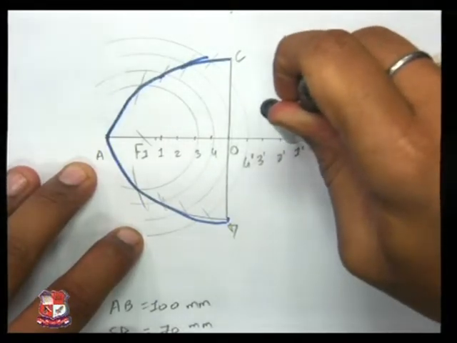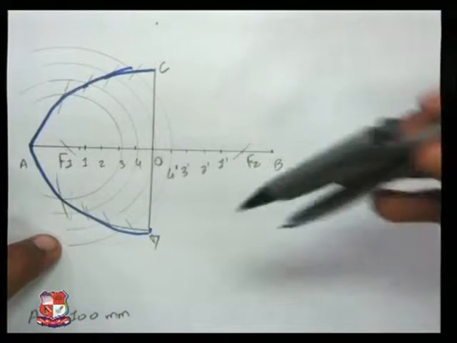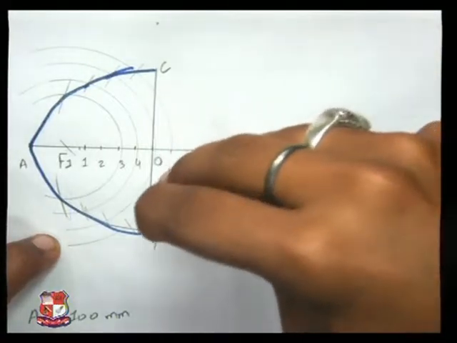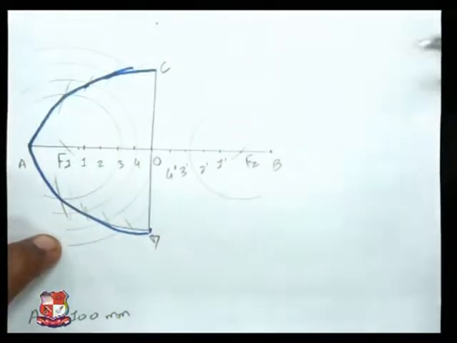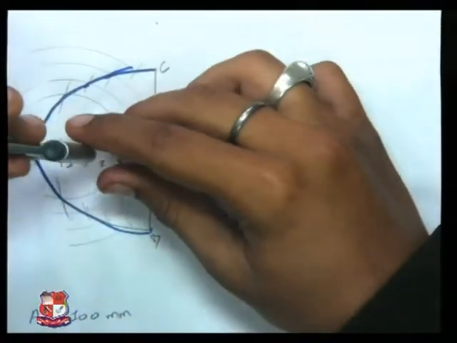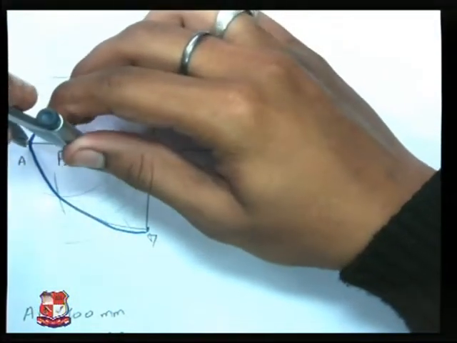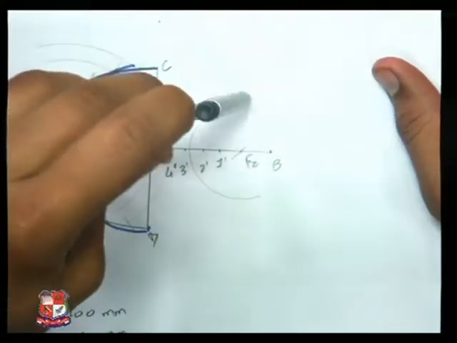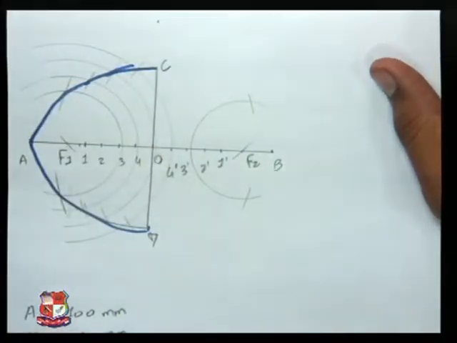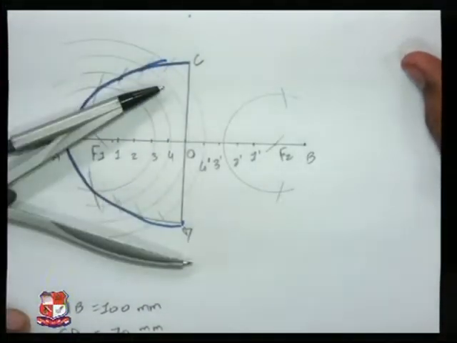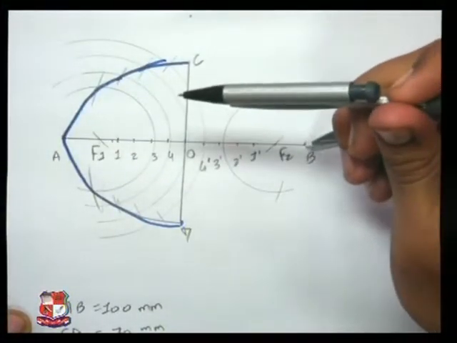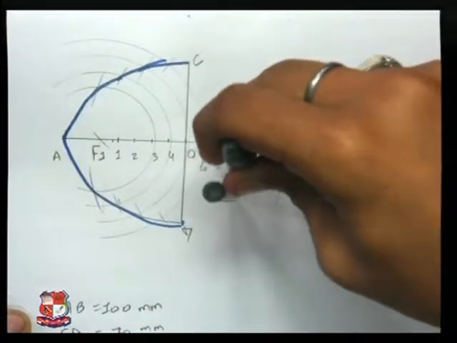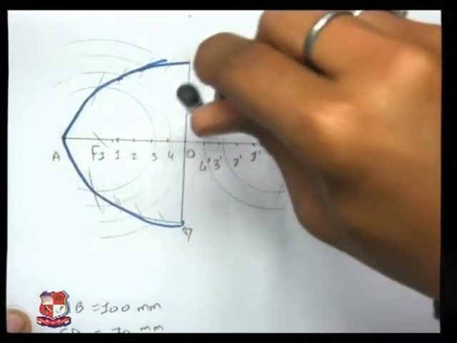Take B1 dash as radius, F2 as center, draw a semicircle. From here, from A to 1 dash, F1 as center, mark intersecting arcs. From B to 2 dash, F2 as center, draw a semicircle.